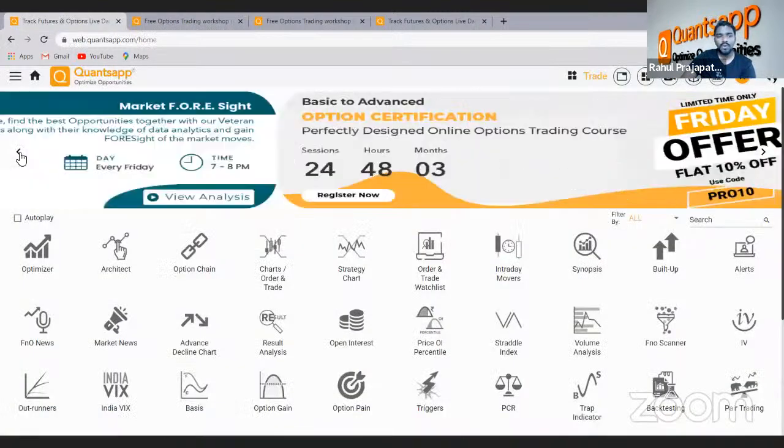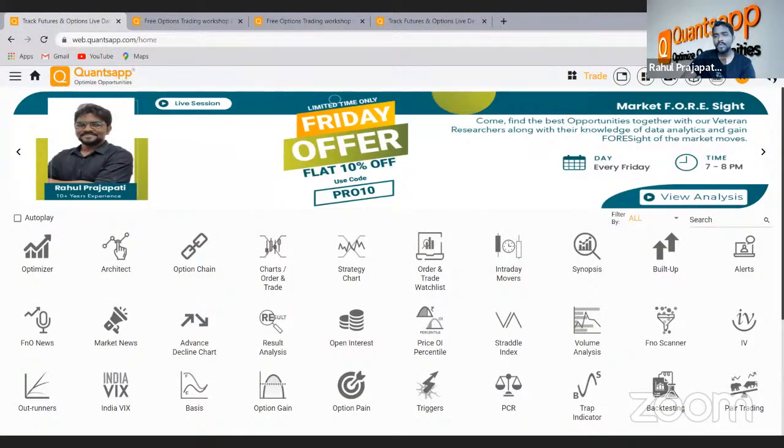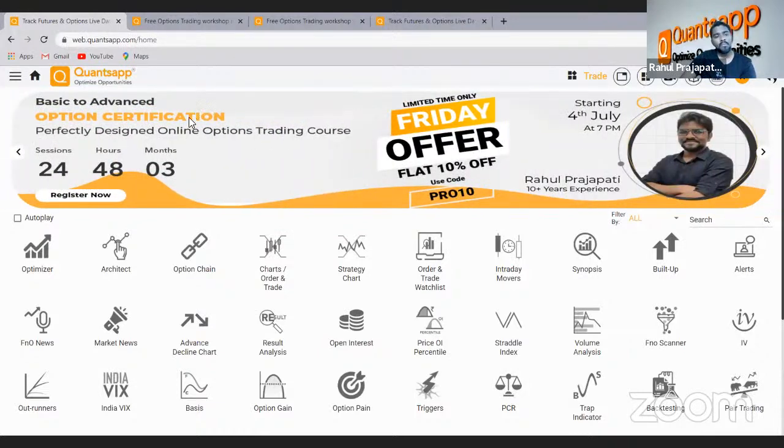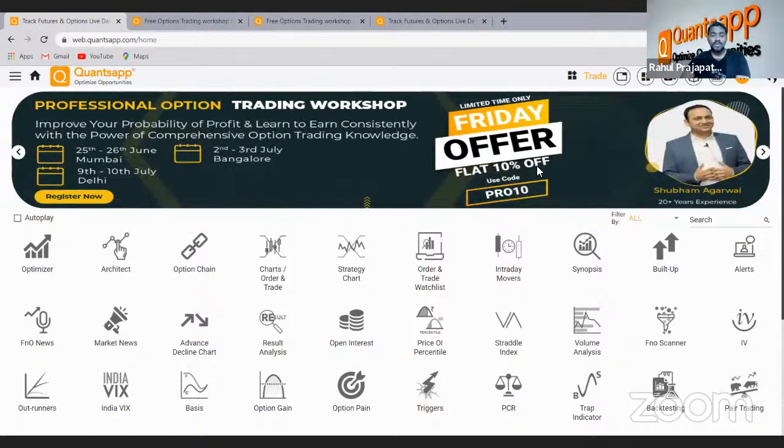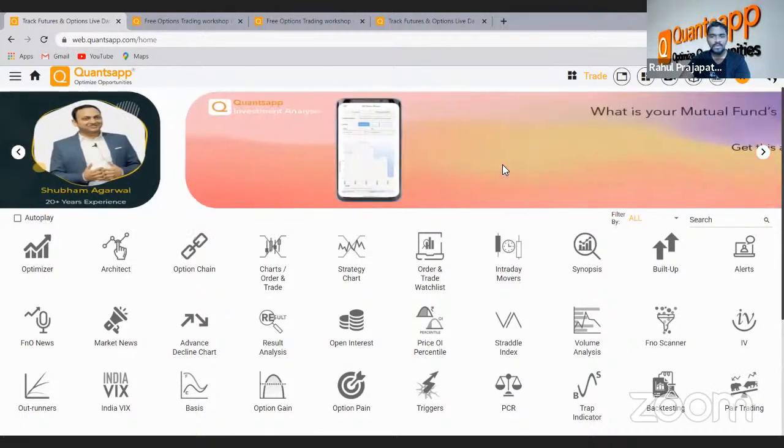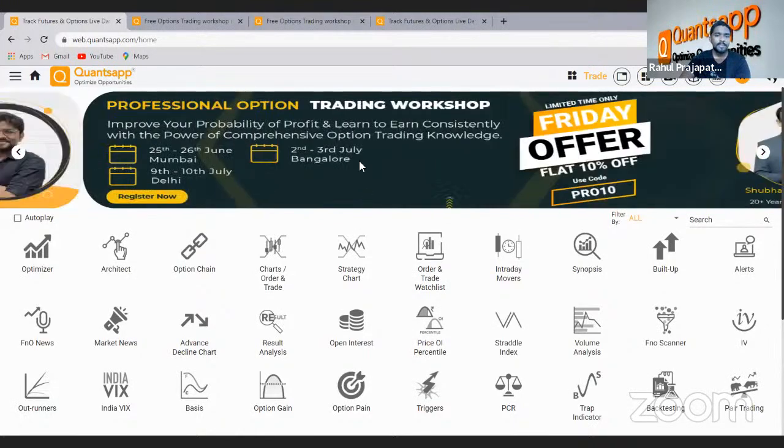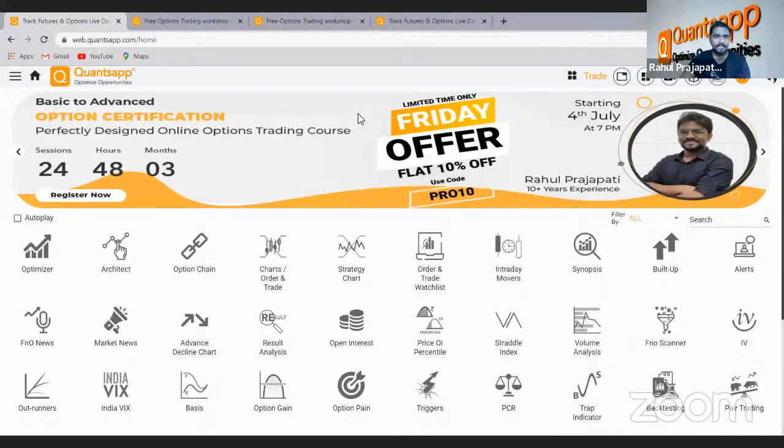Whatever detail you want about this particular program, you can click on the banner. On the certification also, you can click on this banner and you get the detail about it. There are some offers also going on for today. Probably it was Friday, but we can still try today also. You can try that, but probably they will remove it after some time. This was just yesterday only.